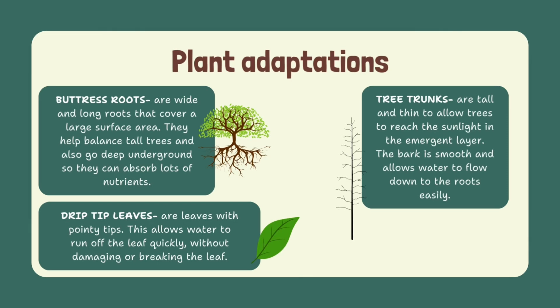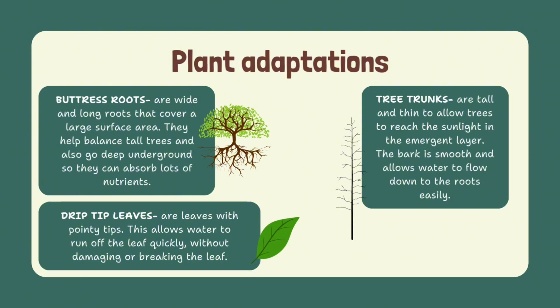Plants have also adapted to surviving in the rainforest too. Trees have developed buttress roots, which are wide and long roots that cover a large surface area. They help balance tall trees and also go deep underground so they can absorb lots of nutrients. And drip-tip leaves, which are leaves with pointy tips. This allows water to run off the leaf quickly, without breaking or damaging the leaf.